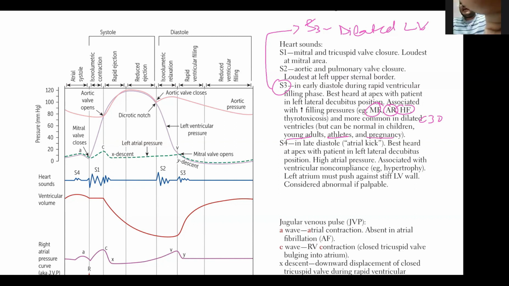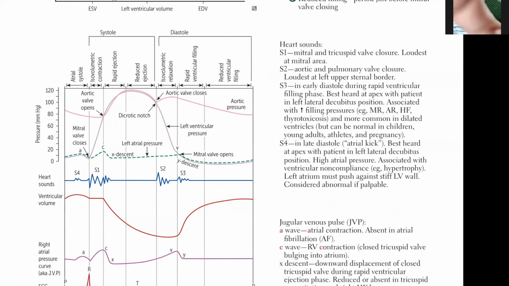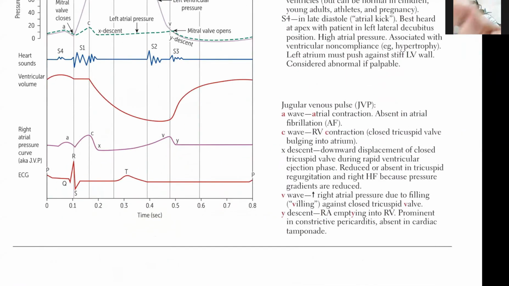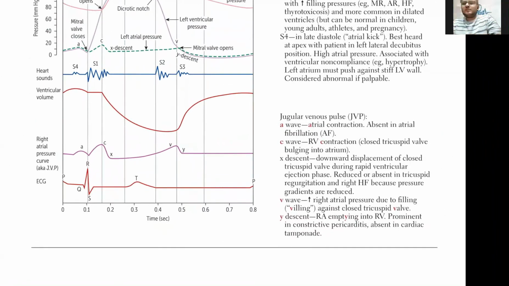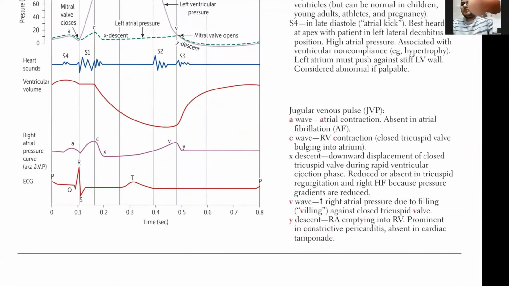Okay. S4 is due to atrial kick, that is associated with hypertension, old age, and hypertrophic cardiomyopathy. Okay, so next we will discuss the pathologies associated with jugular venous pulsations, JVP.